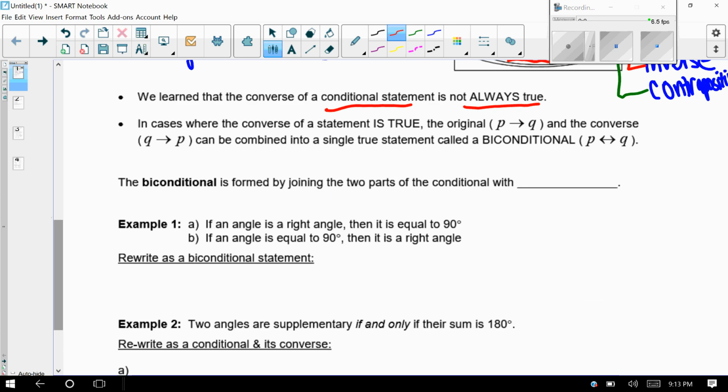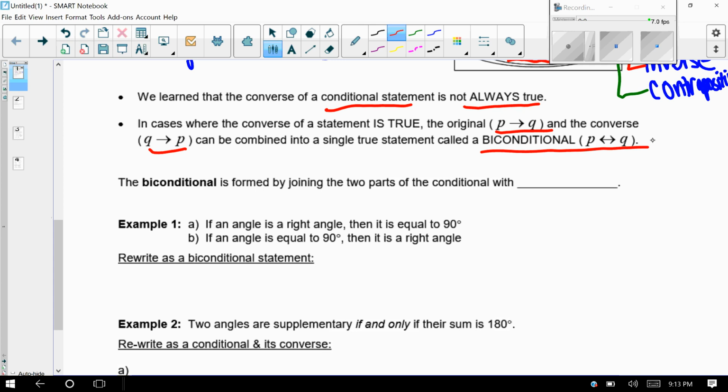So when they're both true, we're going to make a biconditional statement. It says, in the case where the converse of a conditional statement is true, when the converse and the conditional statement are both true. So the original is P arrow Q. That's my conditional statement. And the converse is the flip, Q arrow P. When they are both true, then they can be combined into a single true statement called a biconditional statement. So that just means that it goes both ways. And we have the symbol for a biconditional statement, which is P, and then arrows on both sides, and then Q.